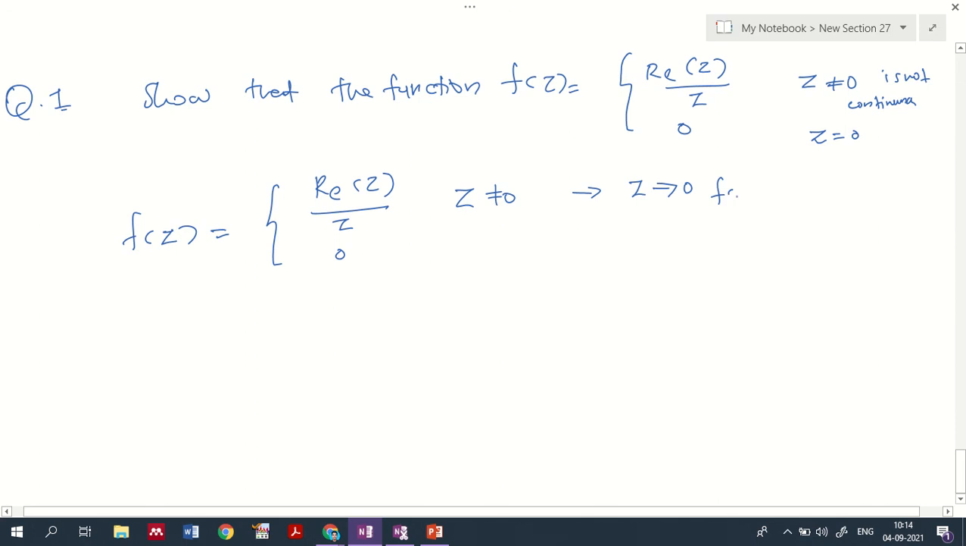So f of z will be equal to real part of z divided by z. This is the case where z tends to 0. When z equal to 0, the entire function becomes 0. So that's the case we have been given. We'll first consider along y-axis, because we have to verify whether the limit exists or not. For that, let me just take it along y-axis.